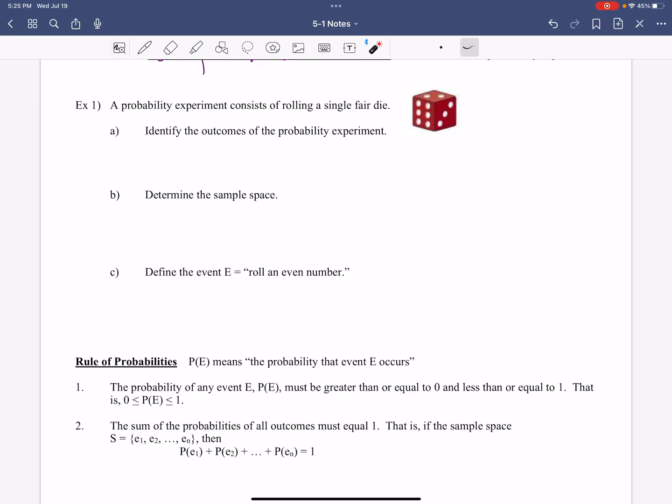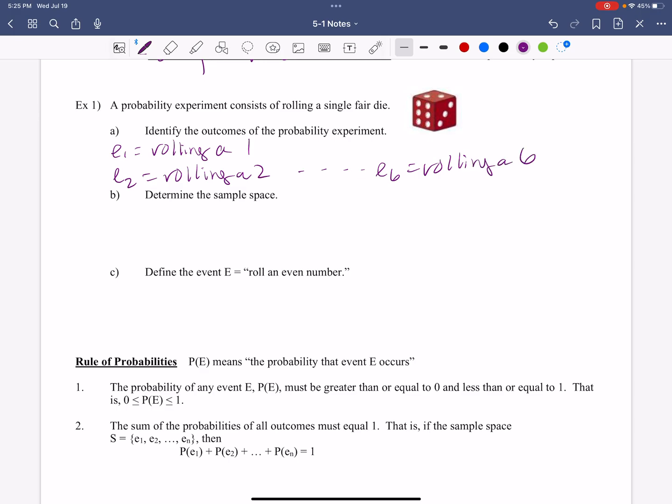I could roll a 1, right? What else could I roll? A 2. What else could I roll? A 3, etc. So you're seeing what's happening here. Event 1 is rolling a 1. Event 2 is rolling a 2. Do you see what's happening here? Event 3, event 4, event 5, event 6 is rolling a 6. I'm not going to write all those. You get the concept, right?